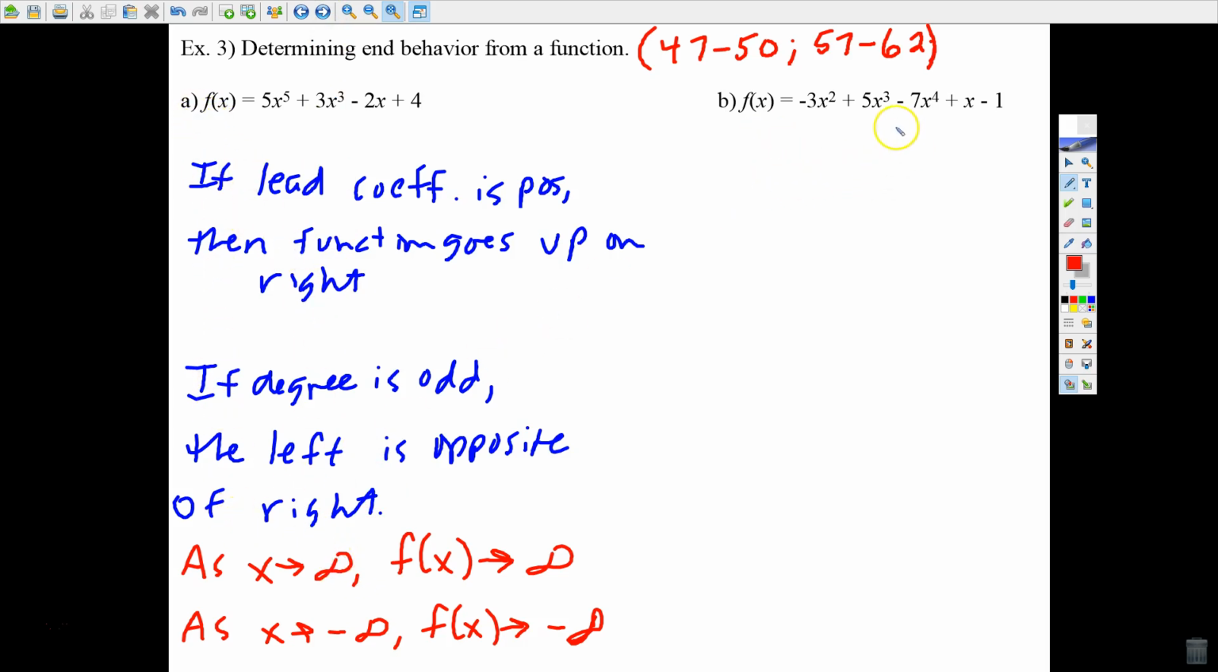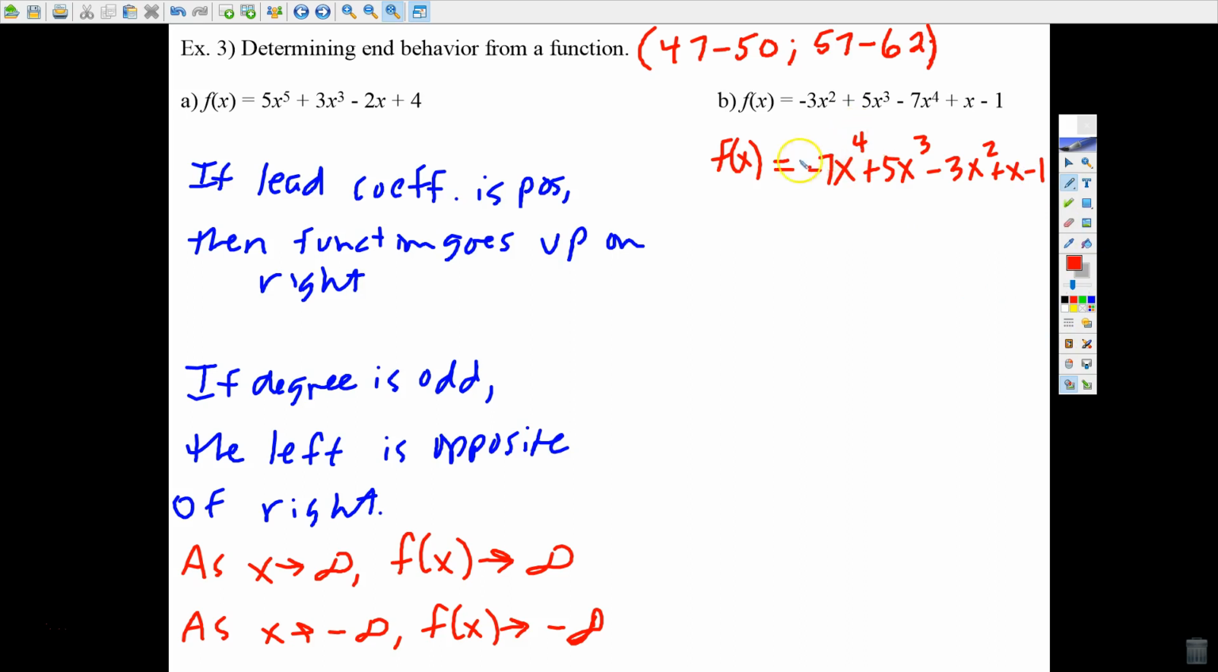And now let's take a look at letter B. Now, letter B can be a little tricky. Don't just jump right in. Make sure that your terms are arranged properly first. And the highest exponent for x is going to be x to the 4th. So I'm just going to rearrange this real quickly so I can get the true picture of what's going on.